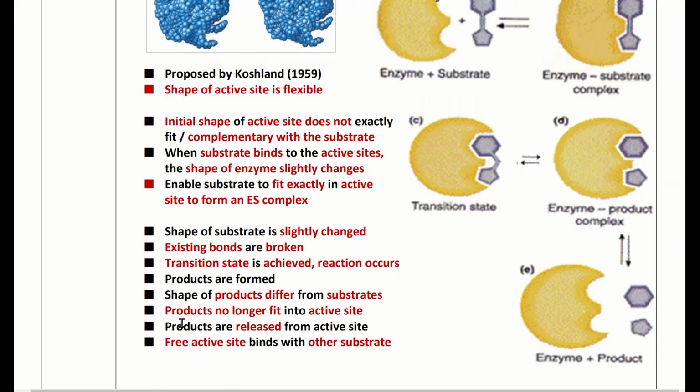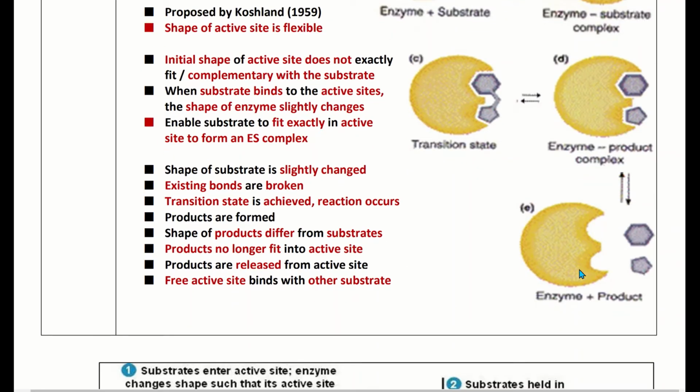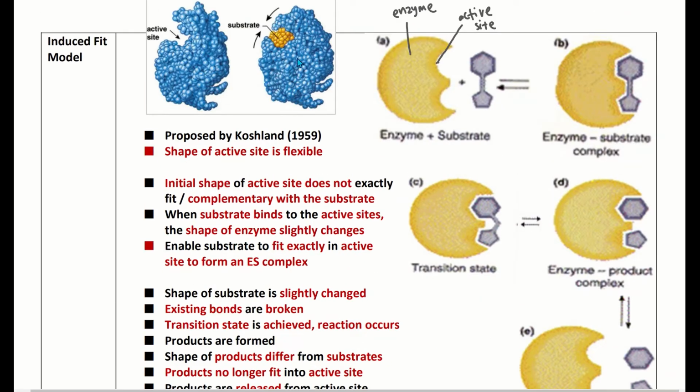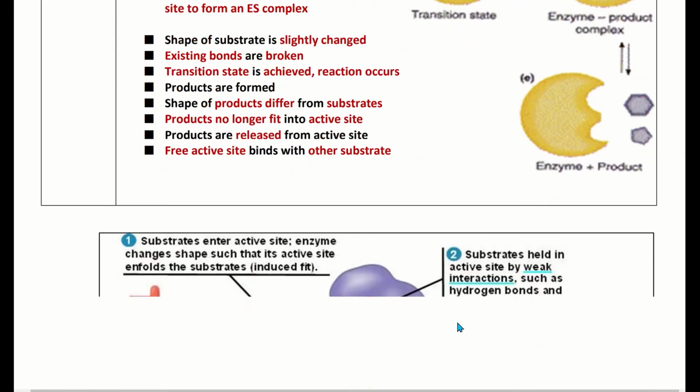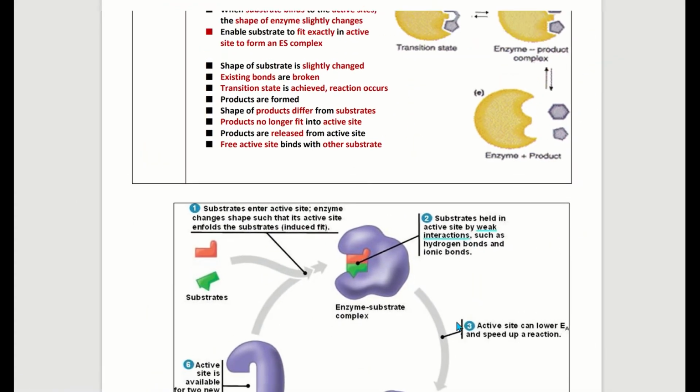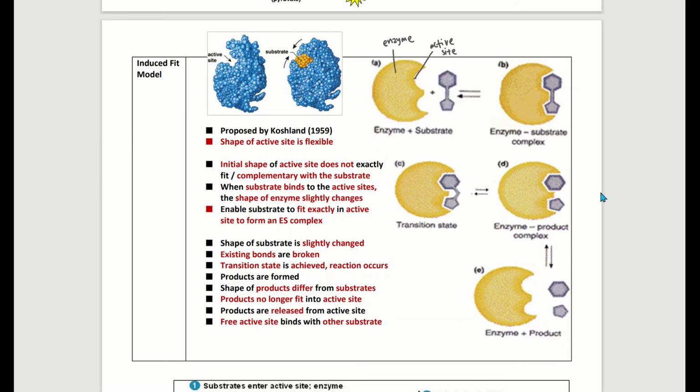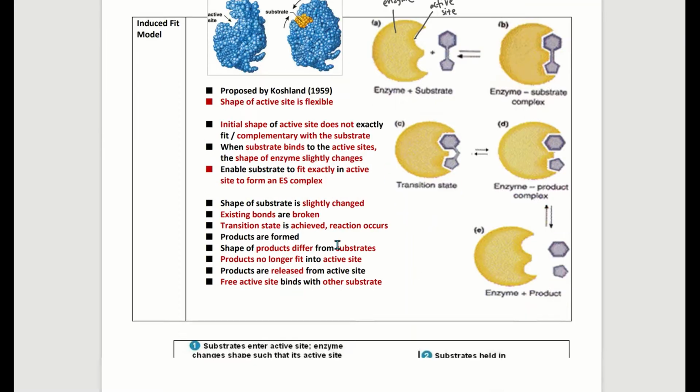Okay, so products no longer fit into the active site. Products are released from active site. So product are released from active site. Ini ada free balik lah. Active site dia free balik. Dia akan bind with other substrate. Bind lagi semula dengan substrate yang lain-lain yang belum undergo reaction lagi. Okay, so simple je. So you kena boleh illustrate, boleh lukis lah, untuk dan explain juga. Selain daripada boleh explain, kena boleh lukis juga.